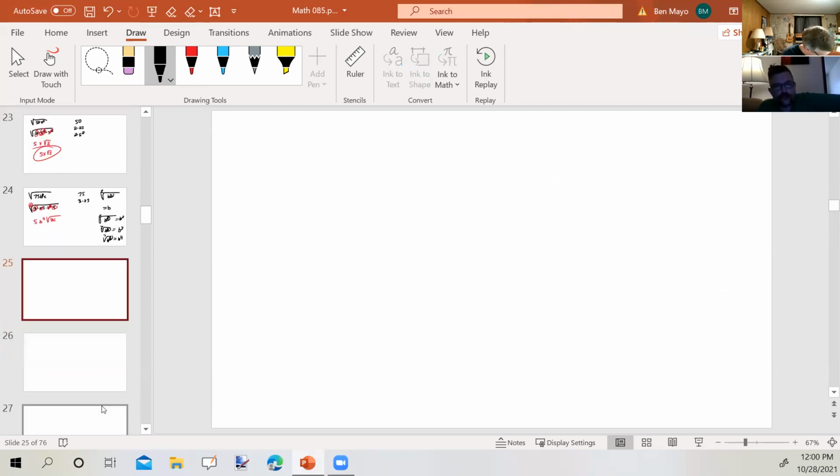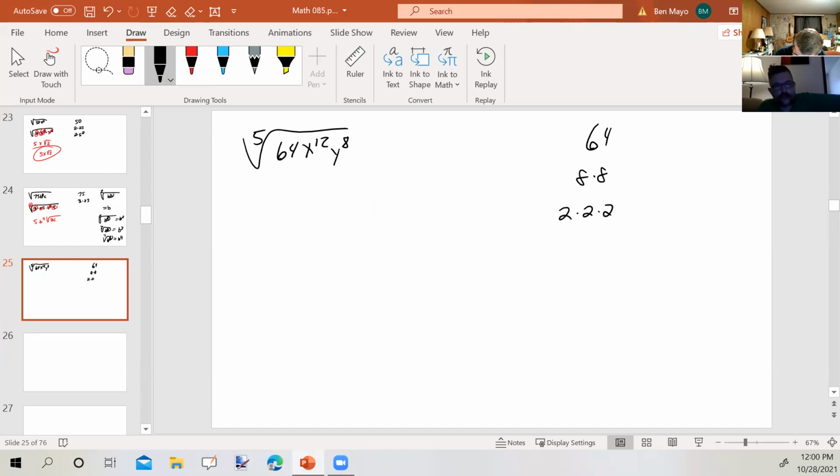Take a look at this one. The 5th root of 64, x to the 12th, y to the 8th. 64 is 8 times 8, which is 2 times 2 times 2 times 2 times 2 times 2, which is 2 to the 6th power. But my index is a 5, so I'm going to think of it as 2 to the 5th times 2 to the 1, or just 2 to the 5th times 2.